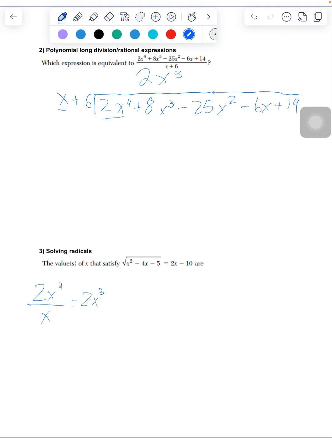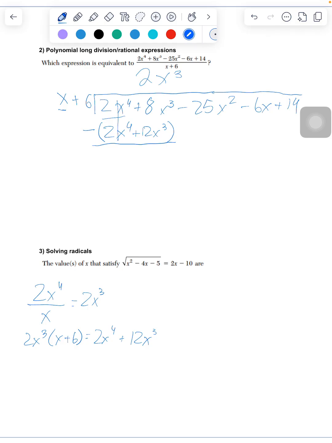And then I'm going to multiply this by the divisor, so 2x cubed times x plus 6. I'm going to get 2x to the fourth plus 12x cubed. 2 times 6 is 12, and I bring over the x cubed. So now I'm going to subtract this whole thing, 2x to the fourth plus 12x cubed. Again, remember, when I'm subtracting, 2x to the fourth minus 2x to the fourth, so this cancels out.